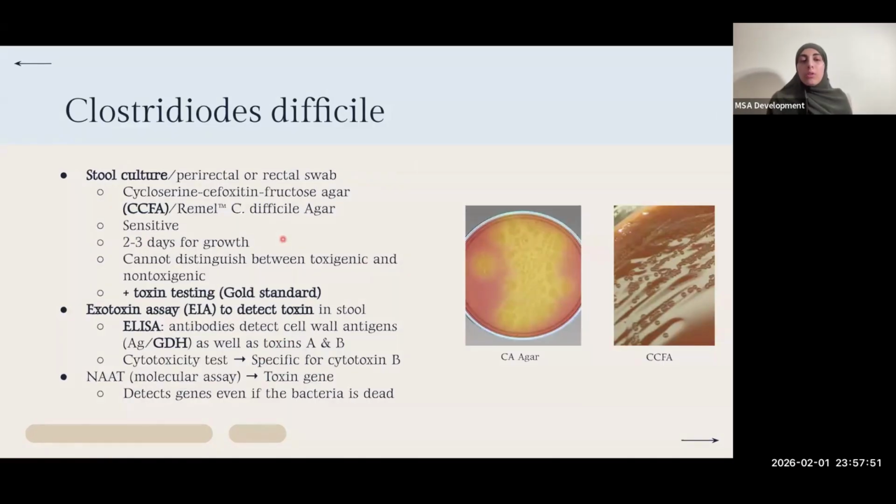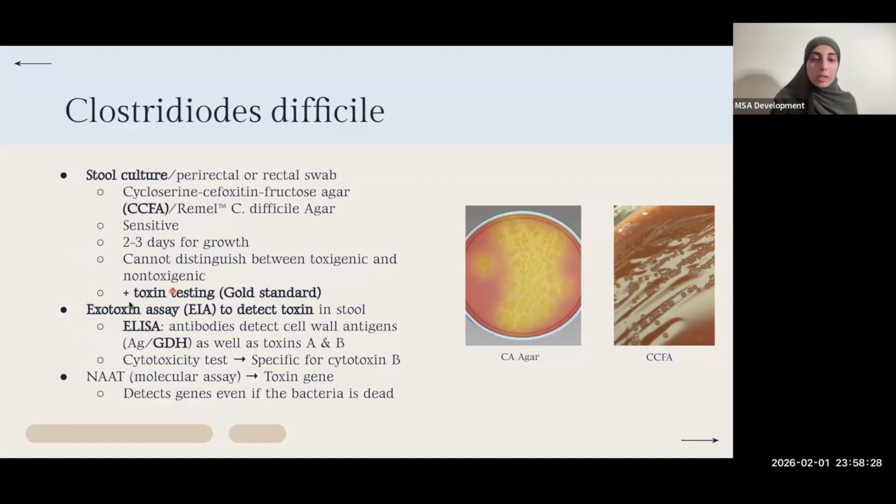You can do a stool culture, and basically you can use this agar, which is CCFA, or the C. difficile agar. But the problem with the culture is that it takes 2 to 3 days for growth, and you don't want to wait that long. And you may have C. diff in the culture, but that does not mean that this is a toxigenic strain. So you need to make sure if you have a toxin in the stool, you need to test for the toxin. So the gold standard for diagnosing C. diff is you get the stool, you do the culture, and you do the toxin testing.